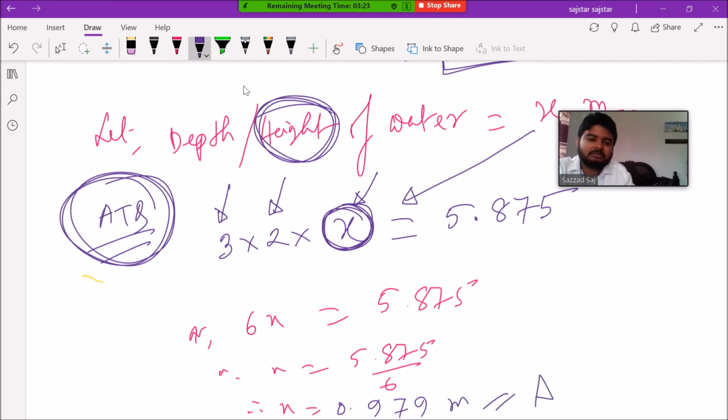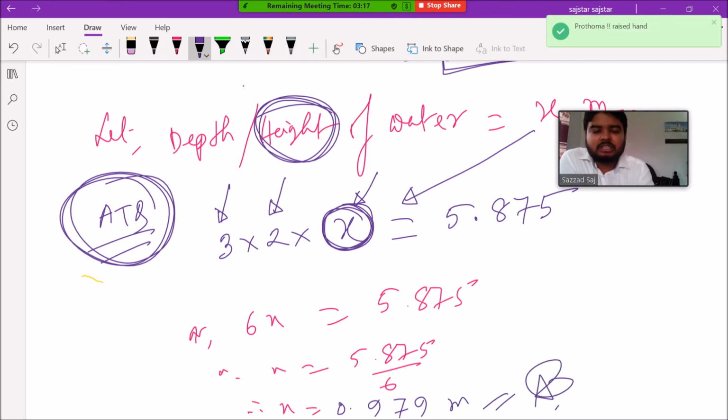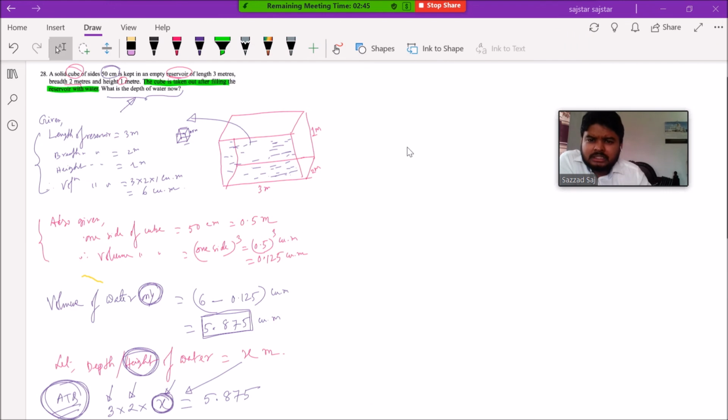That is the height of the water in this reservoir, right? So everyone, please review from the beginning. In the question, length is given, breadth is given, height is given. From this information, first of all, we have got the volume. In the second part, we have got the volume of the cube. In the third part, subtracting these two volumes, we have got the volume of water.